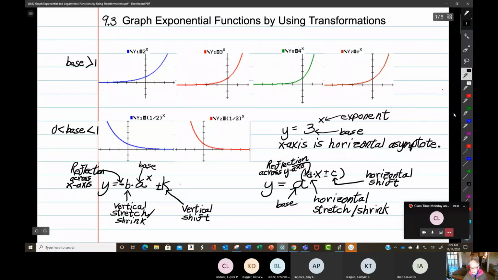So let's get started. We are going to talk about exponential functions. For instance, you've been dealing with exponents for years.